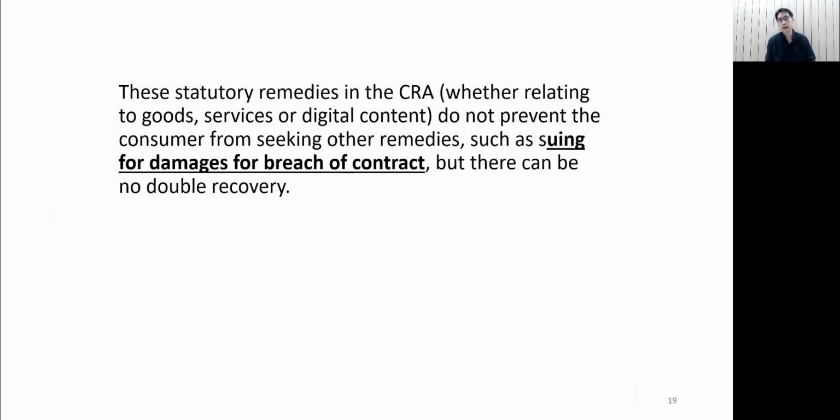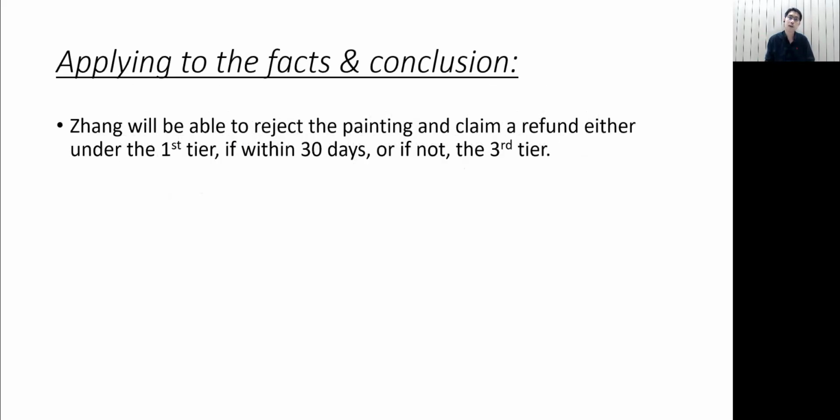Over and above, in case you're wondering, what about damages? I've not mentioned anything about damages. Obviously, being a common law remedy, it can run together with the statute. The remedies we've just discussed are the statutory remedies. The common law remedies are always available so long as there's no double compensation. So as we conclude this answer and you apply all we discussed to the facts, most likely Zhang, upon discovery that it's not an original painting, can choose to reject the goods and claim a refund under the first tier. If not, then under the third tier.